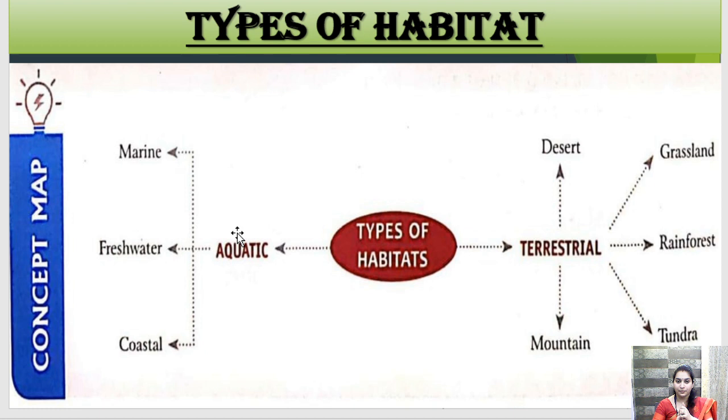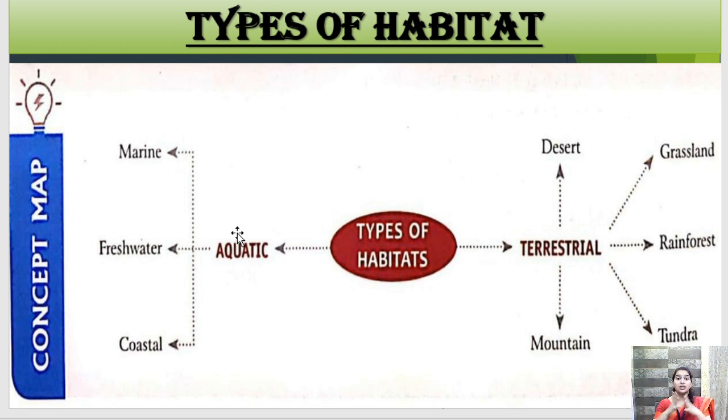Then, we have mountains. There are a few animals and plants that only survive in the mountain area. When you go to Mussoorie, Shimla, or Himachal, any place, there you see a few different types of animals and plants that survive only in that particular area. Then we have grassland. What does grassland mean, beta? Where there are only grasses. No trees, only grasses. That place is called a grassland area. And we know what grass is.